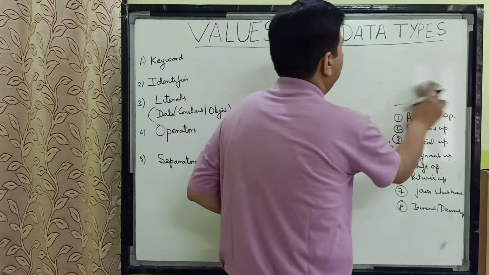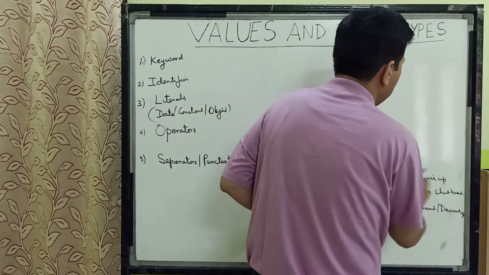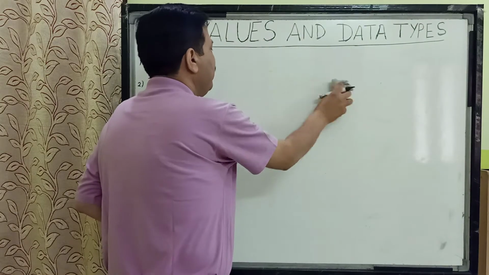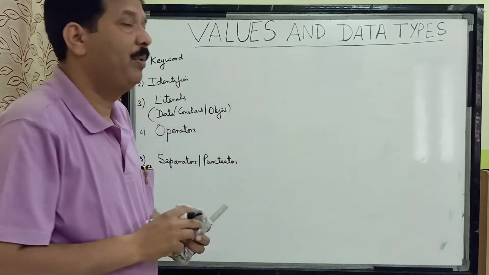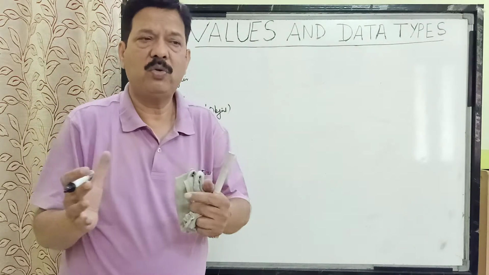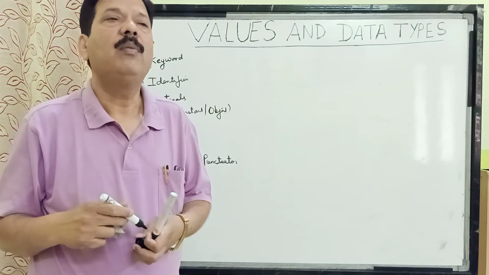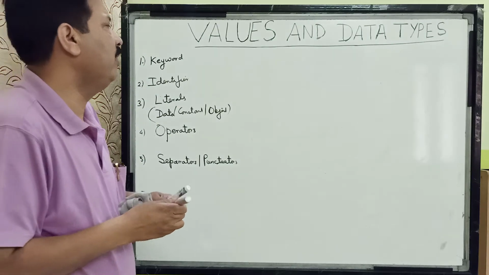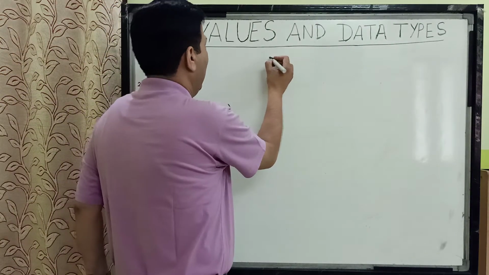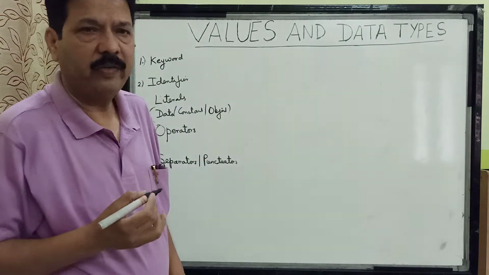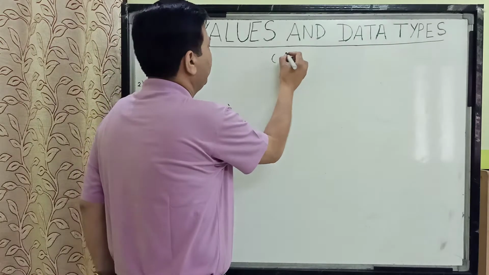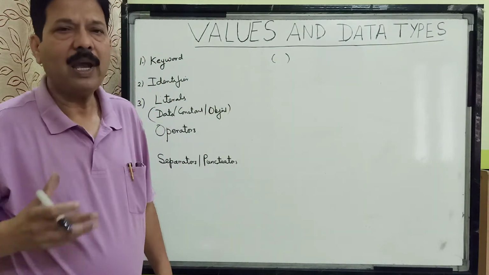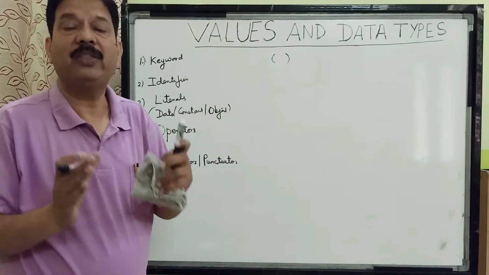So children, when you write any language, you use separators or punctuators. These are symbols which are going to help you in your program writing, in your syntax. These operators or separators are also called punctuators, and the first is the round bracket.